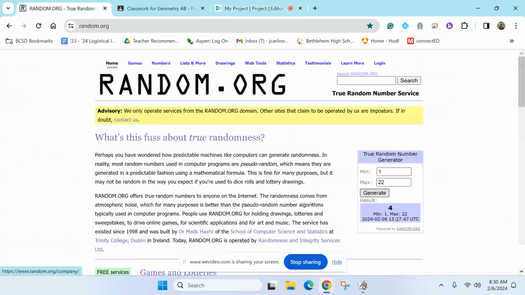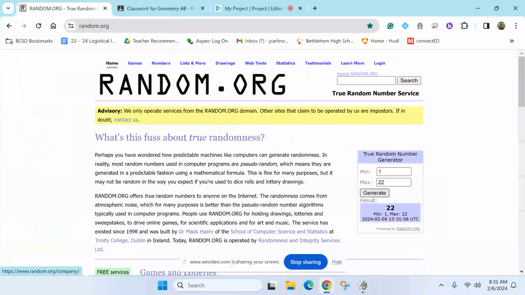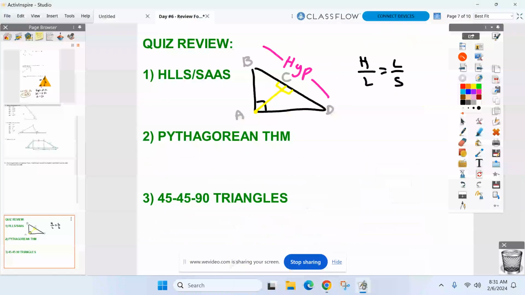What's the H stand for, and where is it? Alyssa, what's the H stand for, and where is it on the diagram? Name it. BD. Good catch. BD, that's your hypotenuse that you use in Hills. All right, L. What does the L stand for, Simon? Leg.